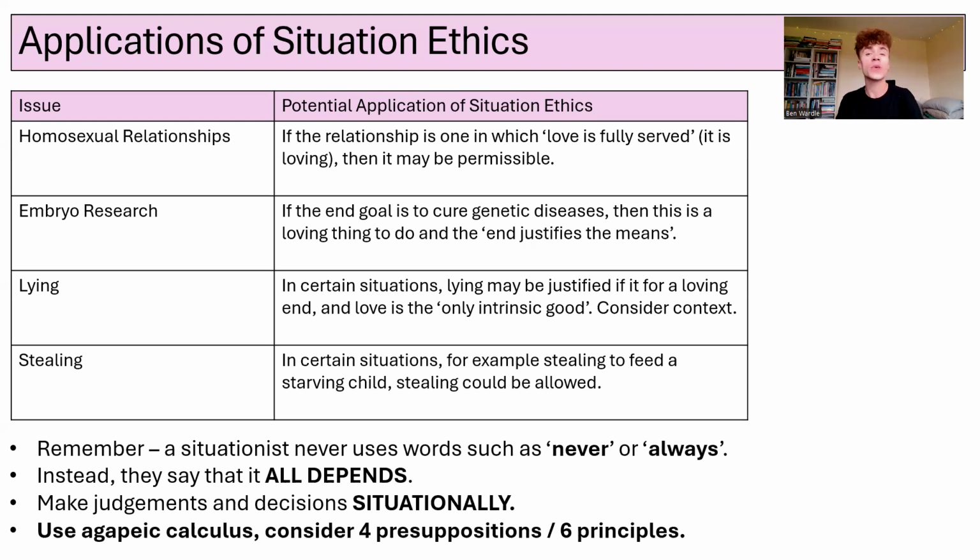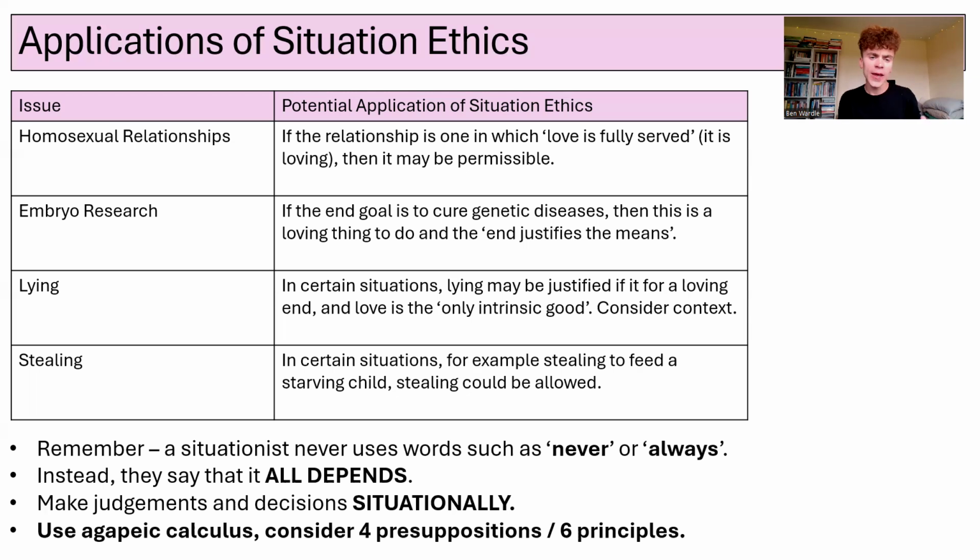The first one is homosexual relationships, which you'll remember natural moral law was against because it violated the reproduction primary precept. But for situation ethics, you could say if the relationship is one in which love is fully served, then it may be permissible. But again, it's on a case-by-case, situation-by-situation basis. The same with heterosexual relationships as well. They would support a heterosexual relationship if love is fully served. But if that was an abusive or harmful relationship, they would be against it.